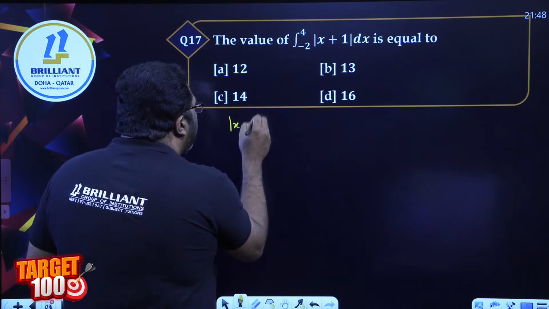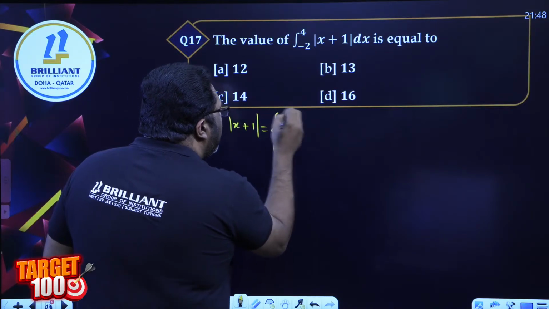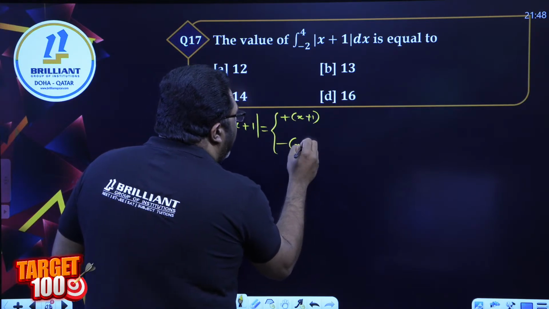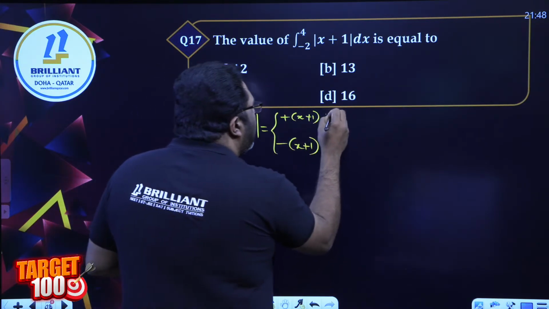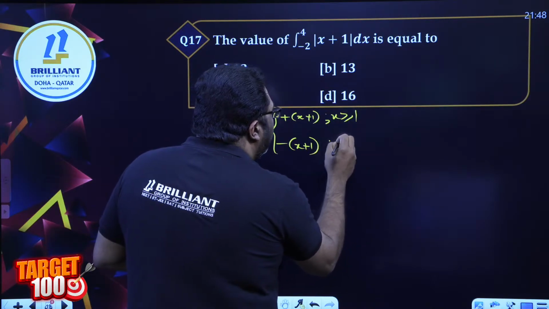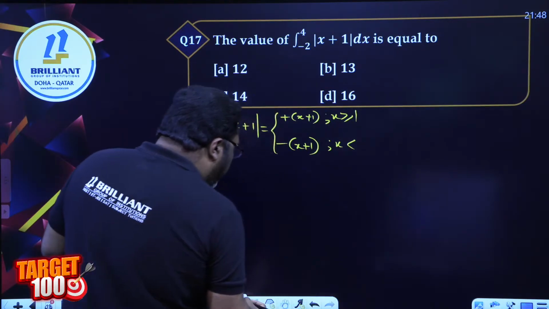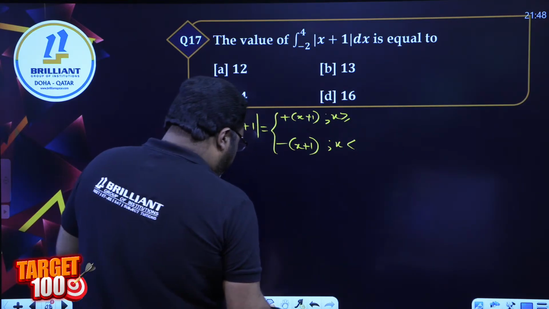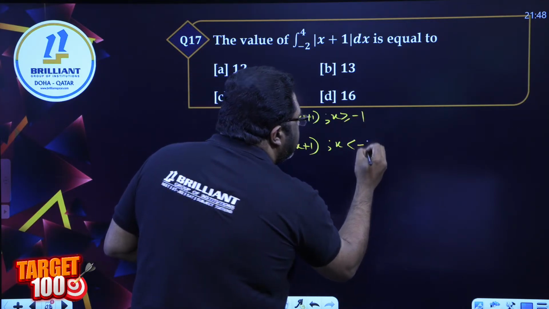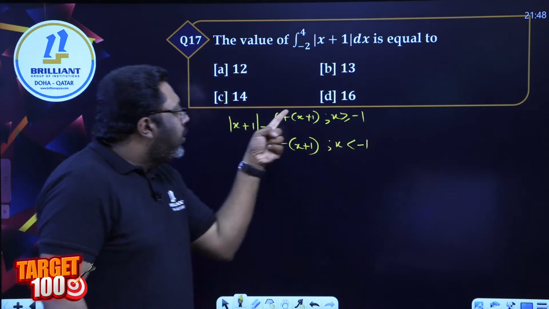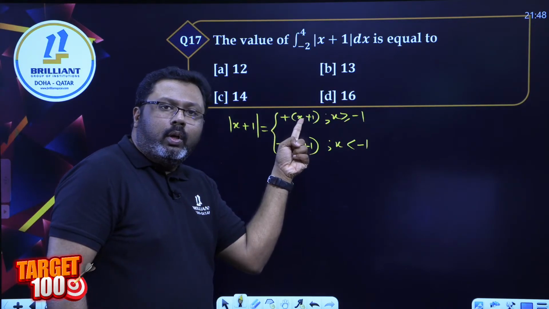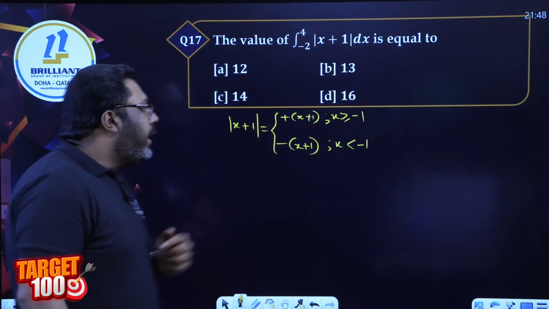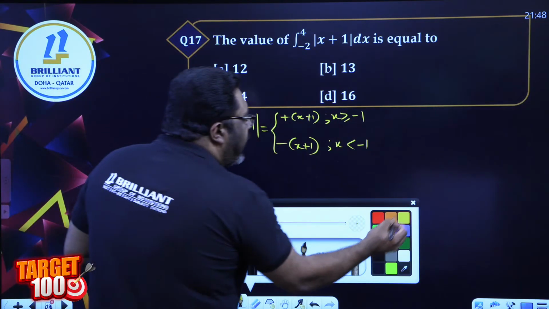Modulus of x plus 1 is going to be in two parts, positive and negative. And this positive and negative breaks at, not greater than 1, it's minus 1. Greater than minus 1, less than minus 1. Why is it minus 1? Because minus 1 is what makes this 0. So greater than minus 1, it becomes positive. Less than minus 1, this becomes negative. So my function is going to be broken at minus 1.